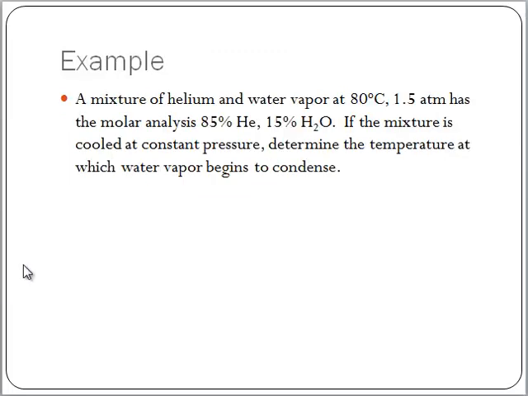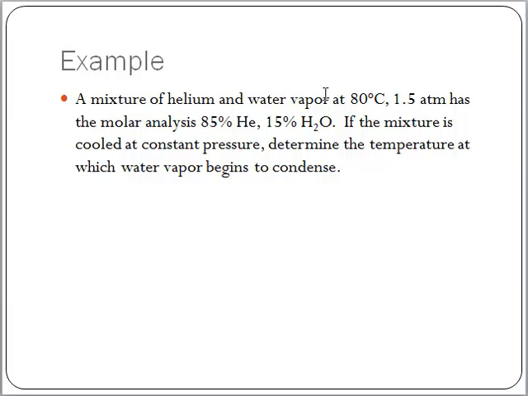So next, let's look at an example. I have a mixture of helium and water, okay? Totally random mixture, but helium I know is a gas. It's not going to condense, and the water vapor is possibly going to condense. Right now it's at 80 degrees C and a pressure of 1.5 atmospheres, okay?